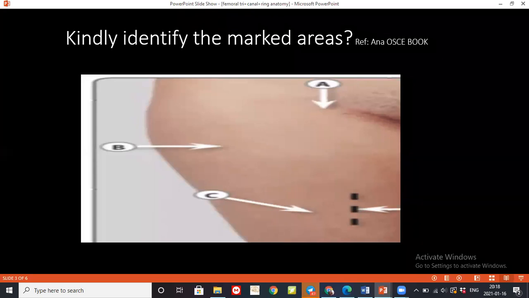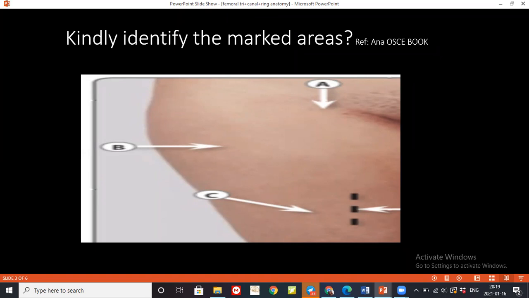Okay, what are the contents of the femoral canal? The femoral canal will have the lymph node, the Cloquet lymph node, and fat. Yes. Can you please tell me what is the purpose of this femoral canal? The femoral canal will help the expansion of the femoral vein, as well as the extent of the inguinal lymphatics. Anything else? Any pathological significance?